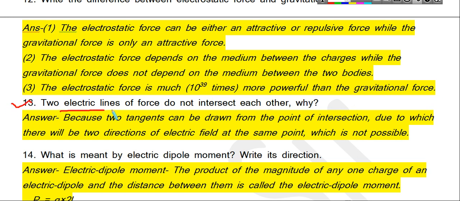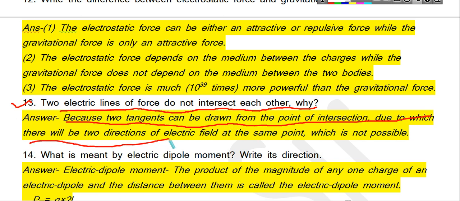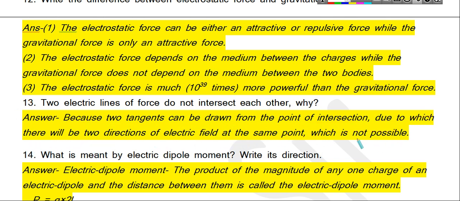Question number 13. Two electric lines of force do not intersect each other. Why? Because two tangents can be drawn from the point of intersection, due to which there will be two directions of electric field at the same point, which is not possible. Consider two electric field lines intersect at a point. Then from this point two tangents can be drawn on this line and again on this line. These tangents show two directions of electric field at the same point, and it is not possible that the electric field has two directions at the same point. So two electric field lines never intersect each other.